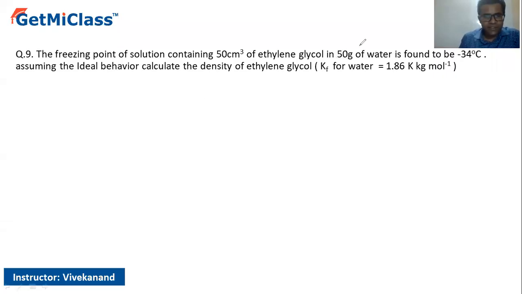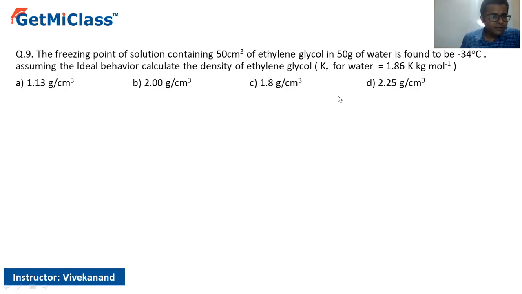Question number 9: the freezing point of a solution containing 50 cm cubes of ethylene glycol in 50 grams of water is found to be minus 34 degrees Celsius. Assuming ideal behavior, calculate the density of ethylene glycol, given that Kf for water is 1.86 Kelvin kg per mole. Options given are A, 1.13 gram per cm cube, B, 2 grams per cm cube, C, 1.8 gram per cm cube, and D, 2.25 grams per cm cube.